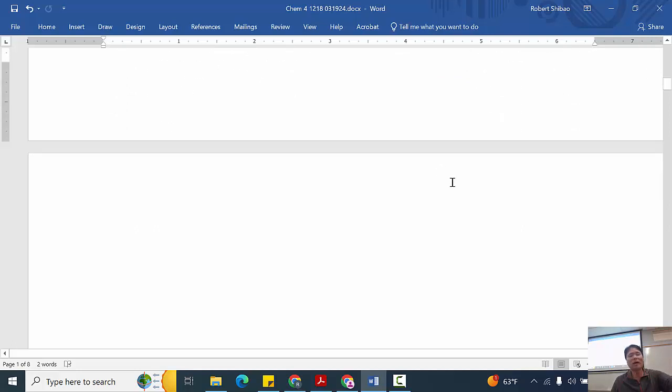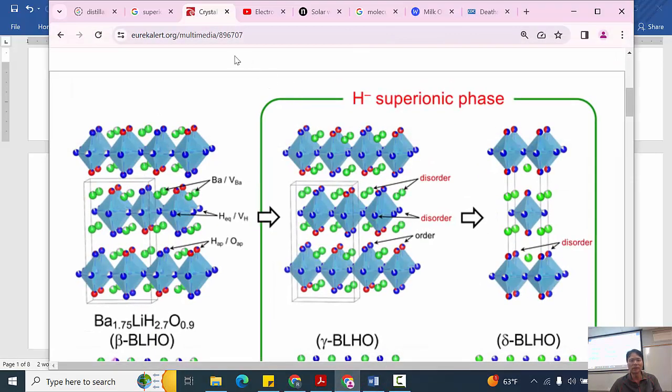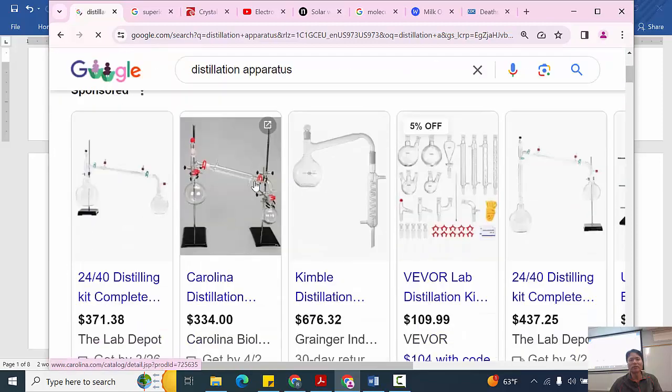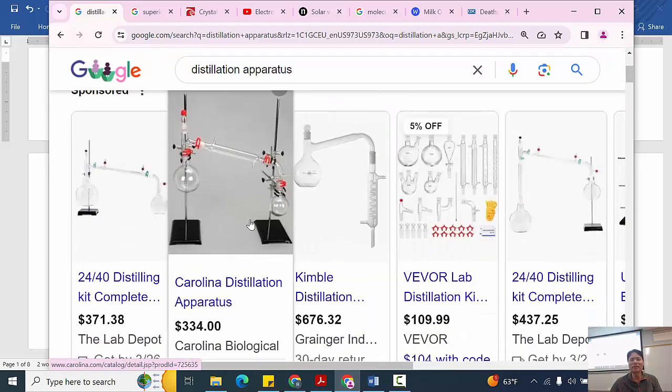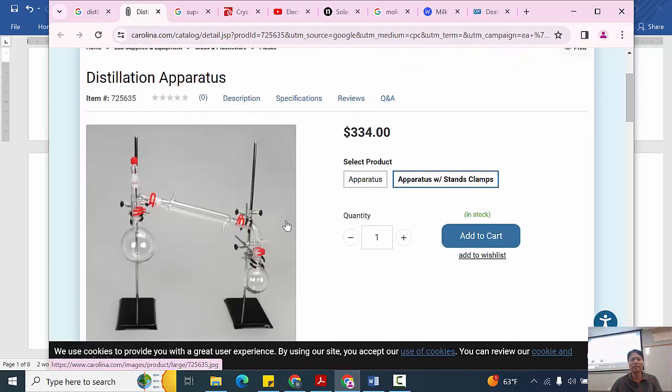All right. Unfortunately, we don't have any distilled water. How do you distill water? Do you guys remember how to distill water? You boil it. If you take organic chemistry, you can set up something like this.